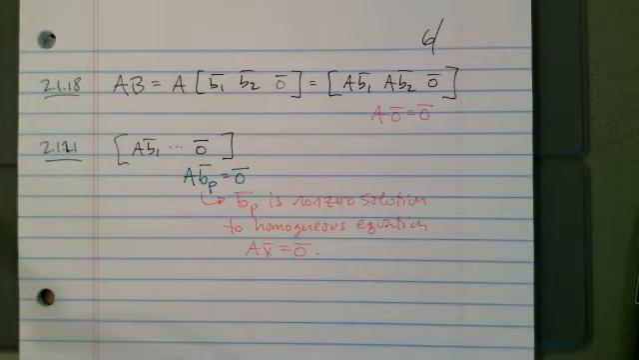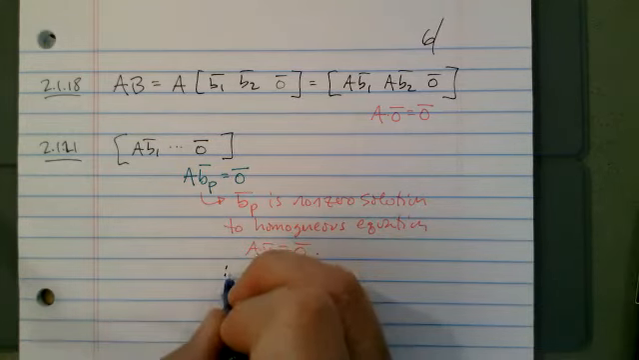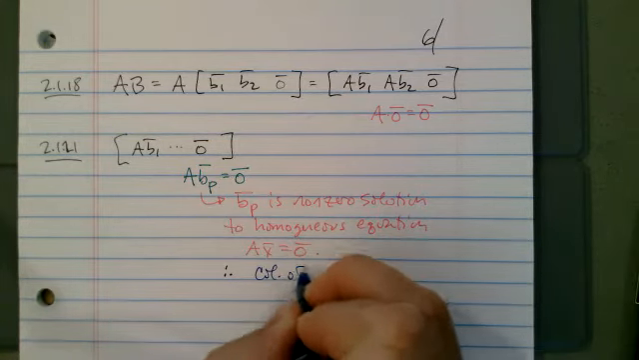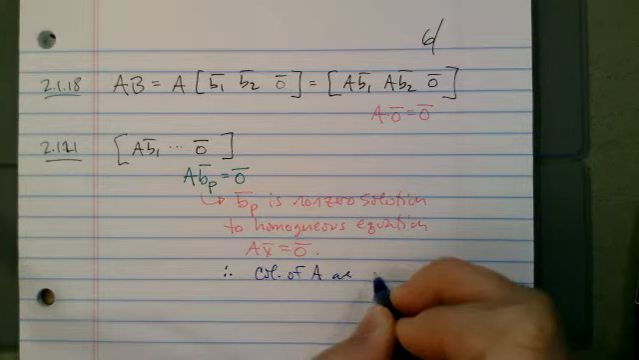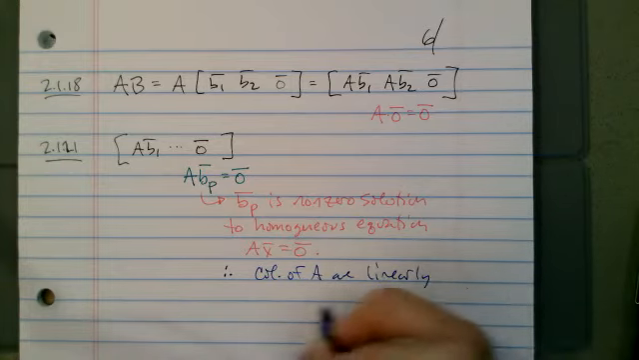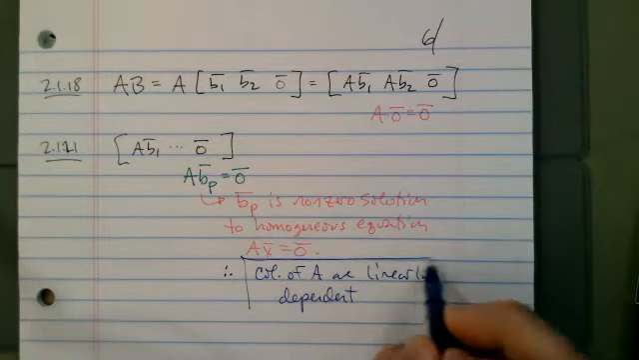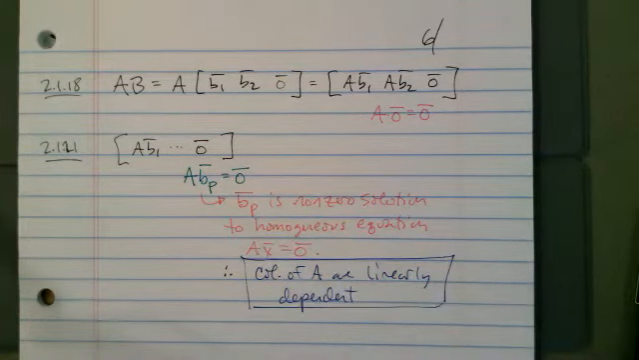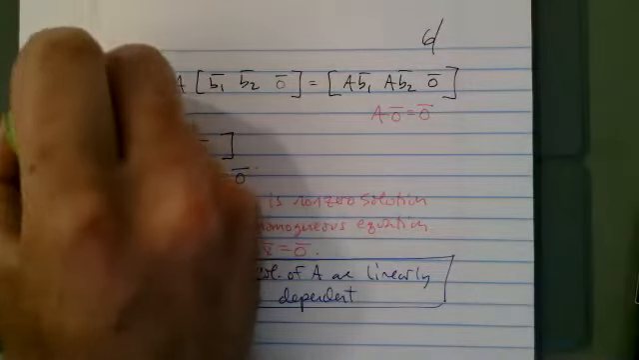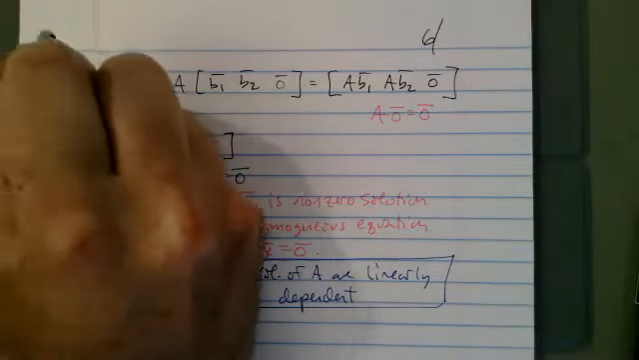So therefore, the columns of A are linearly dependent, because we have found a non-trivial solution to the homogeneous equation. So the columns of A must be linearly dependent. Any questions?